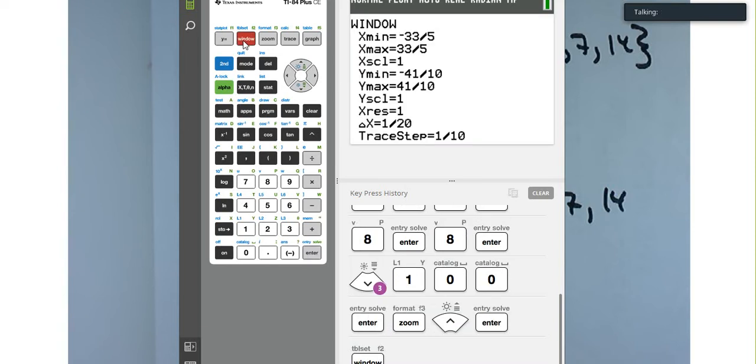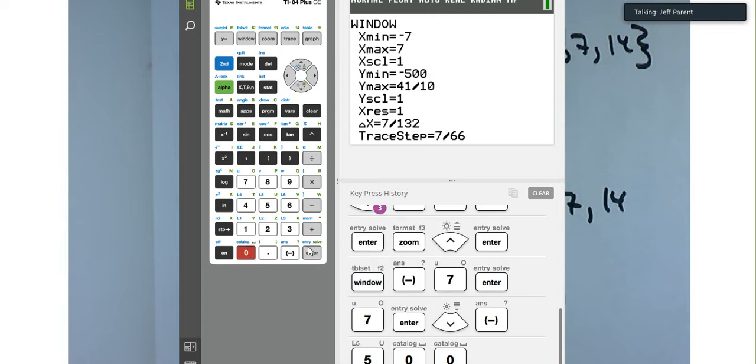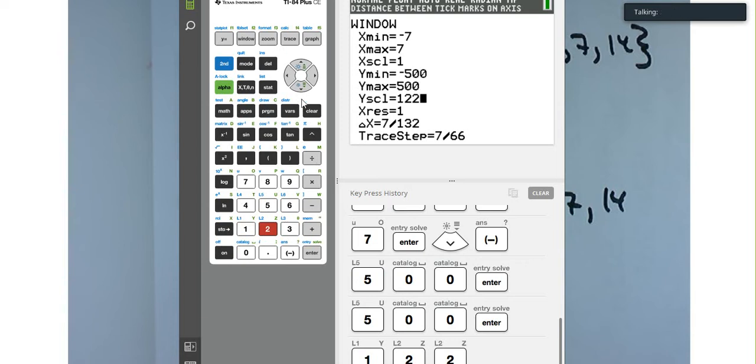Uh-oh. It changed things here on me, though. Let me go negative 7 to 7. It did something weird for me here. Did you guys do the same thing? Yeah, yours did something different there. I'm not sure what happened here. So I'm just going to go negative 500. Maybe I typed in the wrong thing instead of zoom 0. That should have worked. Then 125.